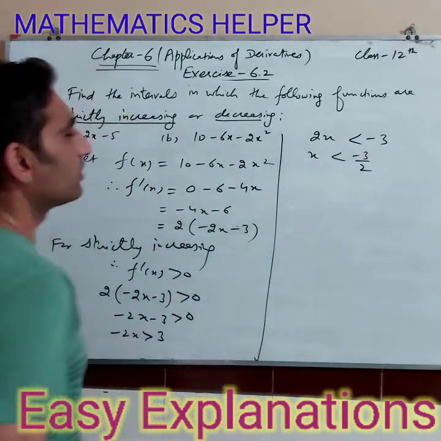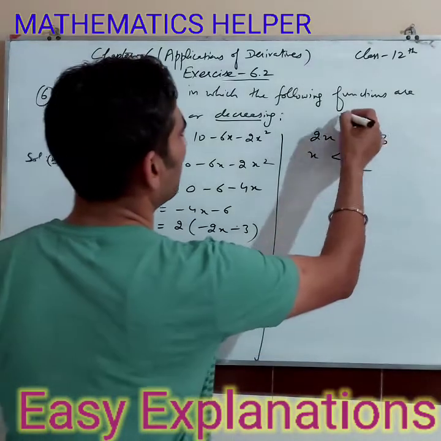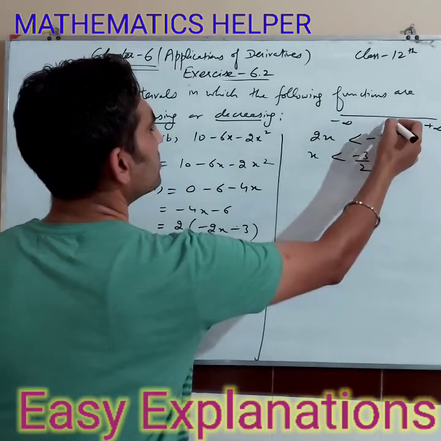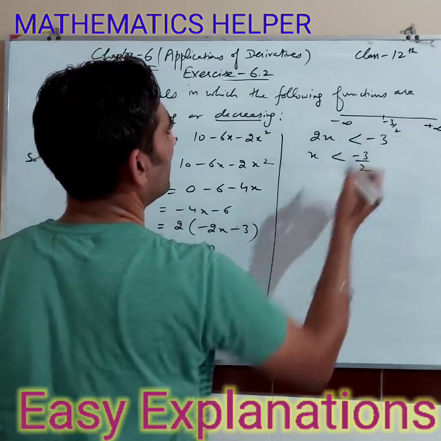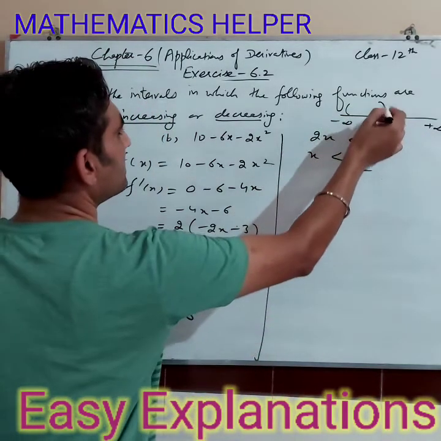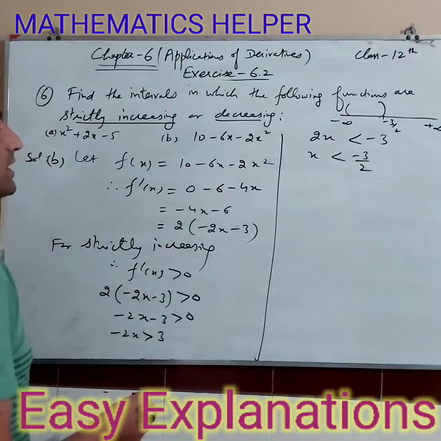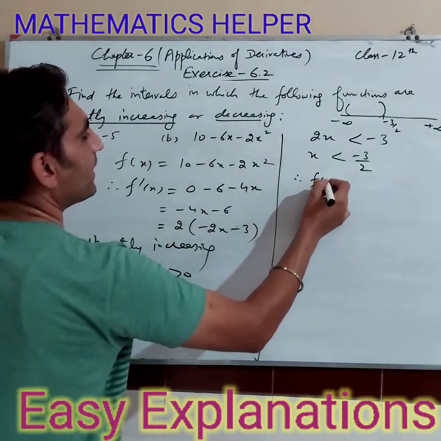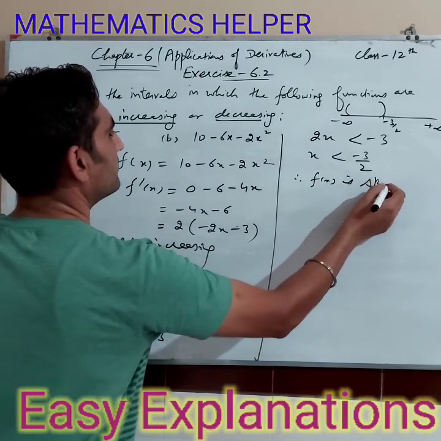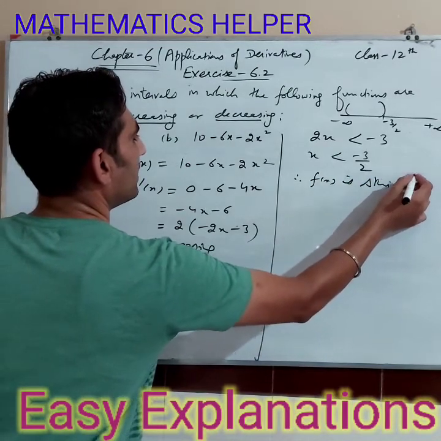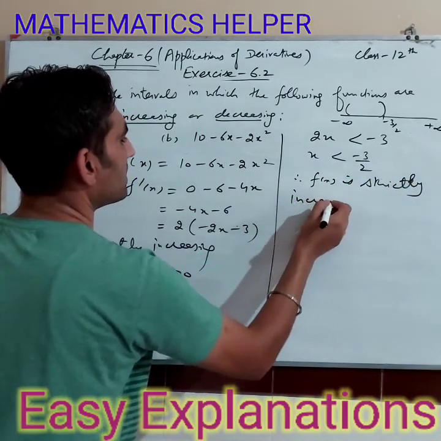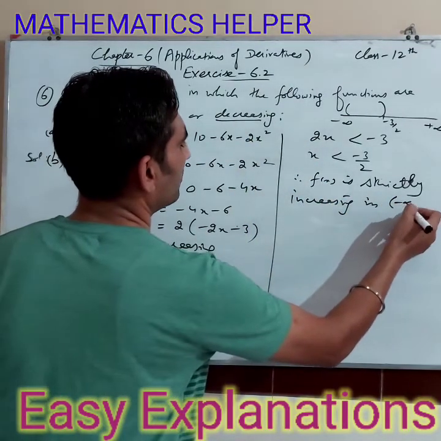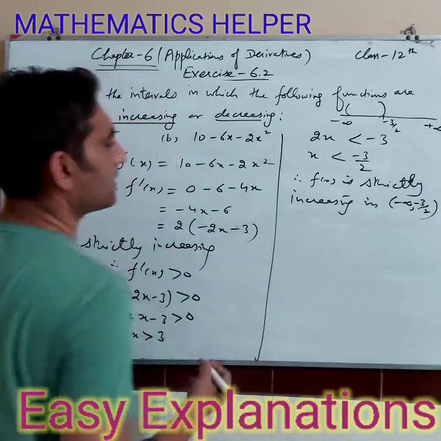or x less than minus 3 over 2. So for x less than minus 3 over 2, if I mark the real number line, suppose we have minus 3 over 2 here. For all the numbers less than minus 3 over 2, our function is strictly increasing. So therefore, f(x) is strictly increasing in minus infinity to minus 3 over 2.